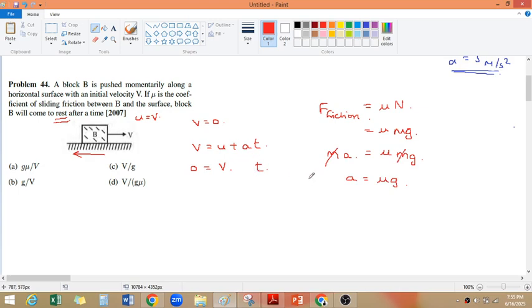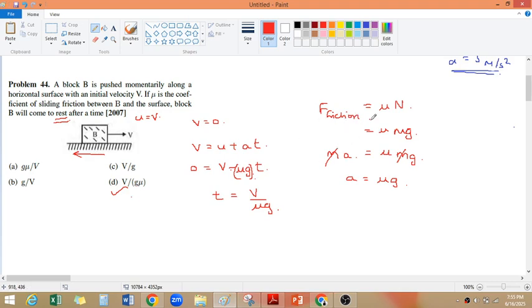So that means the retarding force, the force due to the friction will be in the opposite direction. So since it is in the opposite direction, you have to take a minus here. So I should take it as minus mu g. So that means t is equal to v by mu g. So this must be the correct answer.